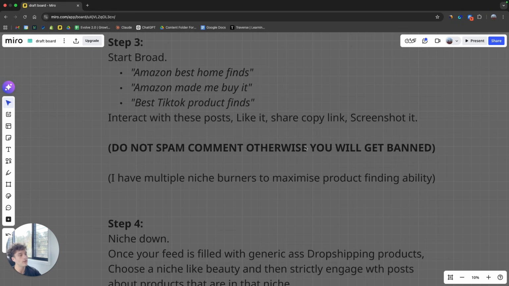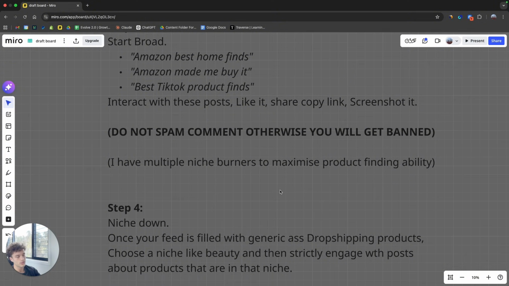You don't need to comment, you just need to do these little things here, and if you just spam comments, your account's going to get either banned or shadow banned, so don't do that. A good point here I want to note as well, I have multiple niche burners to maximize my product finding ability. And the reason why I say this is because you'll see in the next step, I say niche down. The whole goal is to make your account as believable as possible.